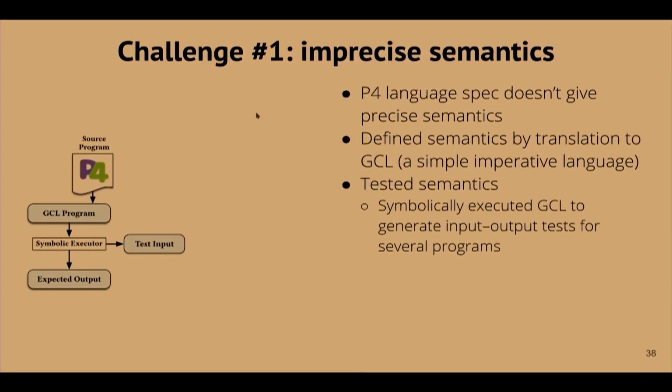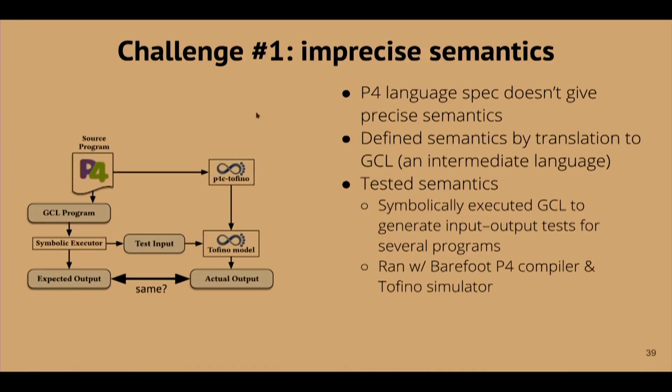How do we know that our semantics were reasonable? Well, we tested them. We built a symbolic executor for GCL to generate input-output tests for several programs. We compiled the programs with Barefoot's compiler and ran them on the Tofino simulator. For each test, we checked whether the actual output from the simulator matched the expected output from the symbolic executor. In this way, we gained confidence that our semantics closely matched a reasonable implementation.